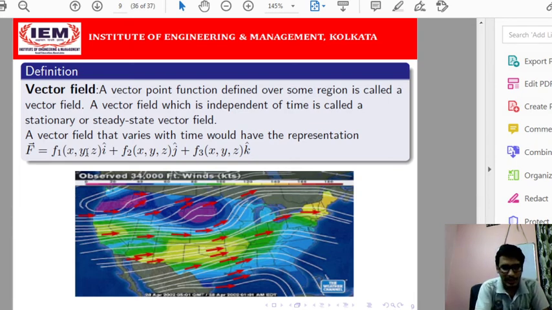Here I consider the wind speed at each and every point on the surface of Earth. If I want to identify any point on the Earth's surface, latitude and longitude are required. Similarly, I can vary height. Here I have fixed the height; this is observed at 34,000 feet. At that height, I am defining a vector point function that identifies the speed as well as the direction of the wind at a particular point.